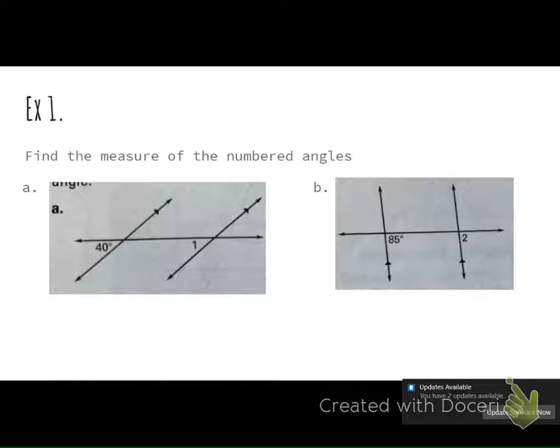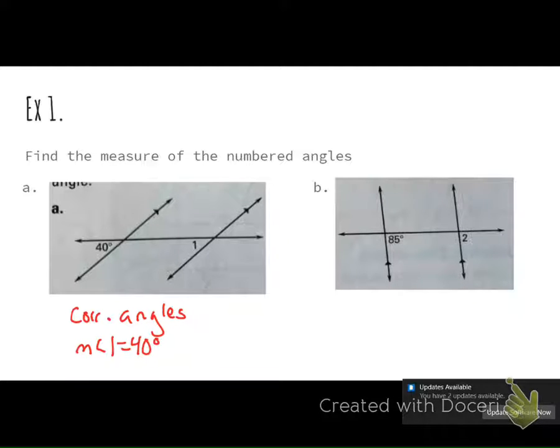Okay, so our first one is find the measure of the numbered angles. What's the relationship between angle 1 and the 40 degrees angle? Corresponding angles. That's correct. And we know that corresponding angles are congruent. So then we know they're congruent, so angle 1's measure has to be 40 degrees.